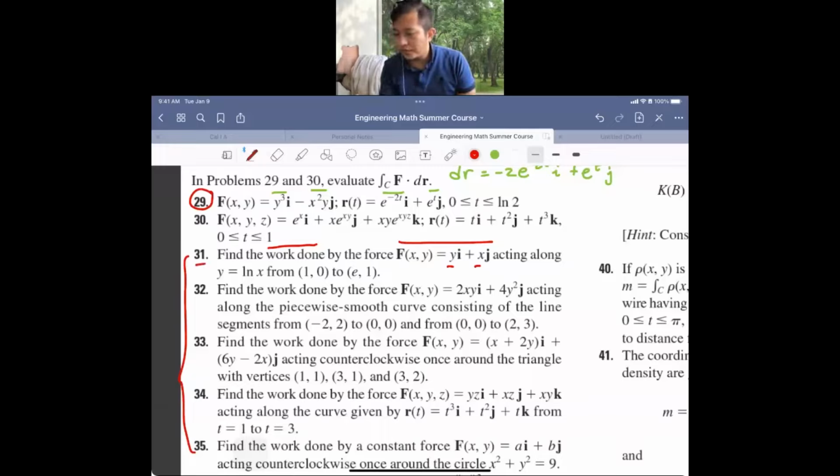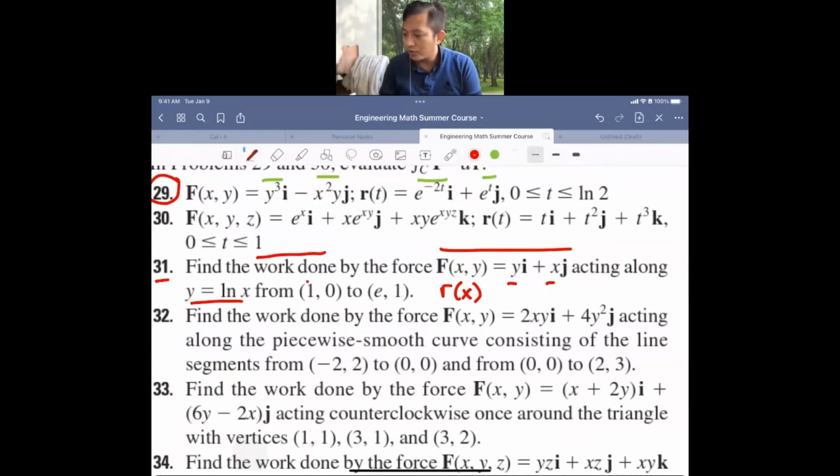So number 31 gives you y equals ln x, which means that you could take this y equals ln x as your substitution. You could use the substitution and take it into our, let's say, r of x. So instead of t, we now have x. So you could change all the positions we have. The points are from (1, 0) to (e, 1), right? So x equals 1 to x equals e. So that means, according to what we have here, with y equals ln x, our r possibly will be x i plus ln x j.